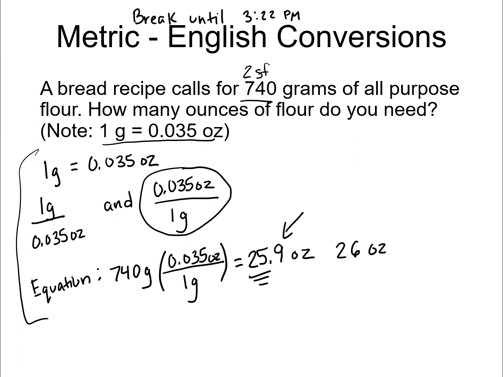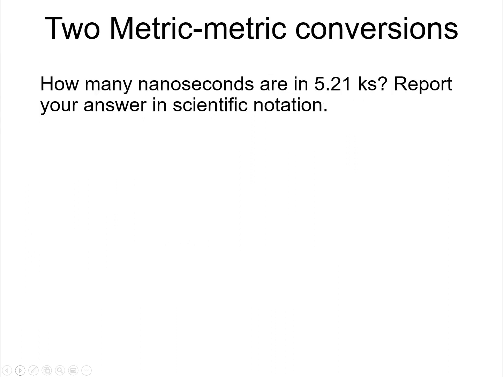So we just finished up metric English conversions, which are very similar to the metric conversions. We use one unit factor, which we derive from one unit equation. But what if we have to go through two conversions? That's a two metric conversion. I'll go through this problem, and then we'll do just like before and build where you give some input, and then we build up to you doing a problem on your own. How many nanoseconds are in 5.21 kiloseconds? Report your answer in scientific notation.